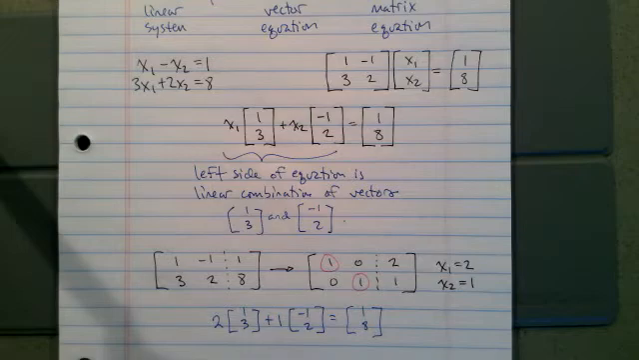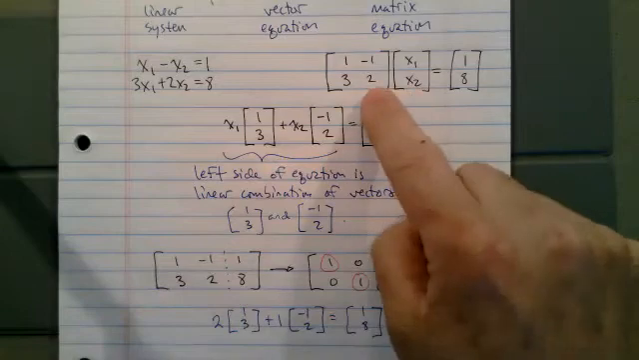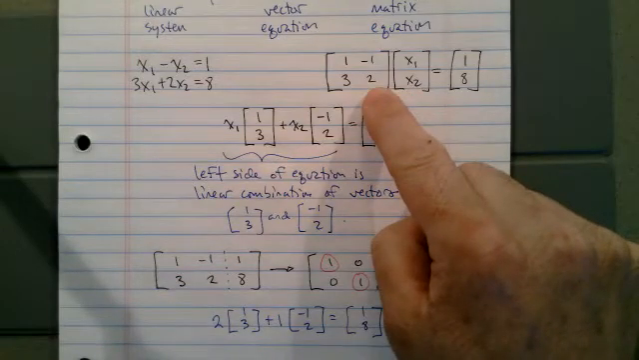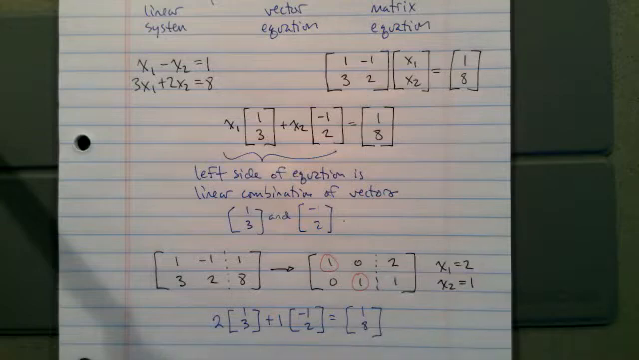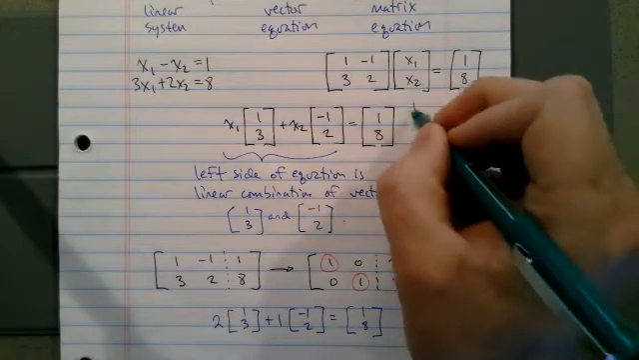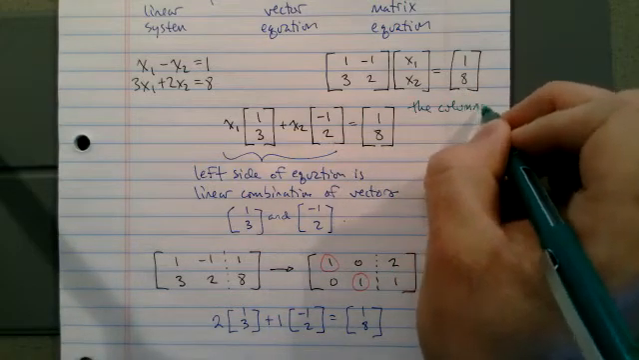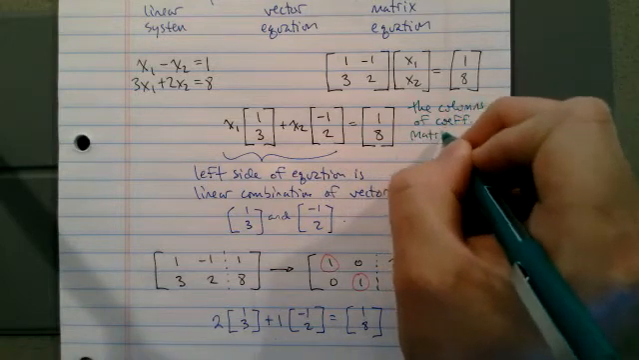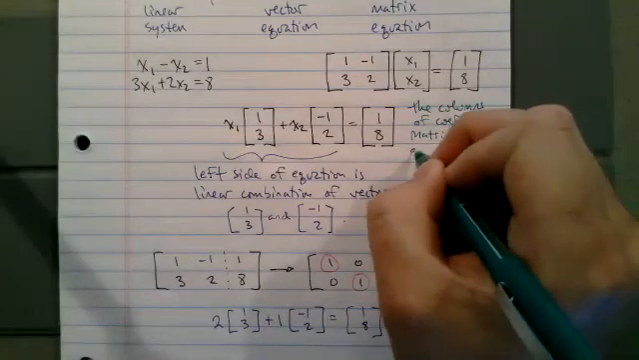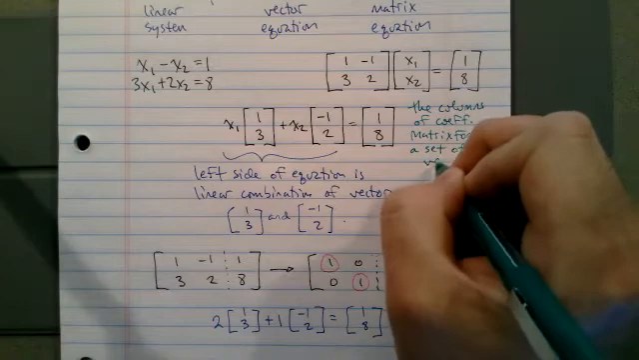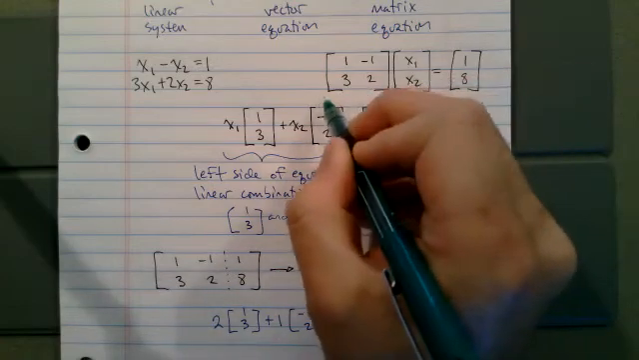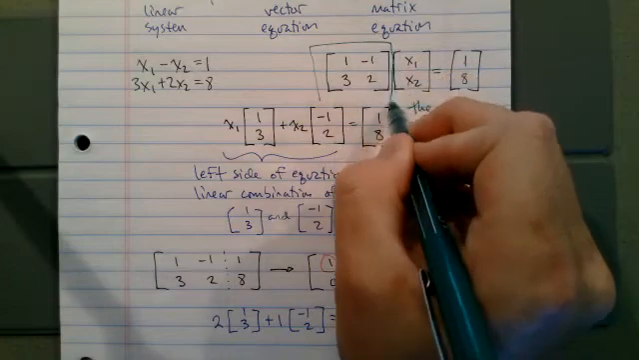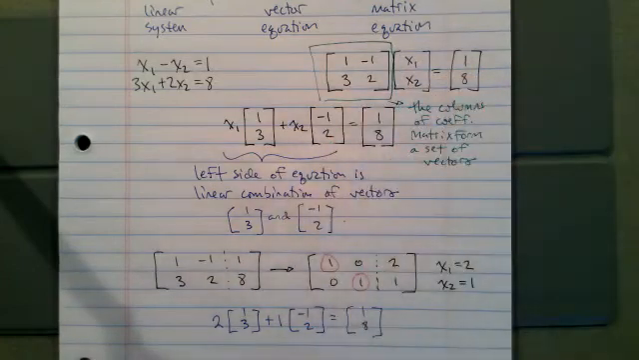And it means the same thing as this vector equation. We are imagining the columns of the coefficient matrix as a set of vectors. The columns of the coefficient matrix form a set of vectors. Once we have a set of vectors, we can make linear combinations of those vectors. Any questions?